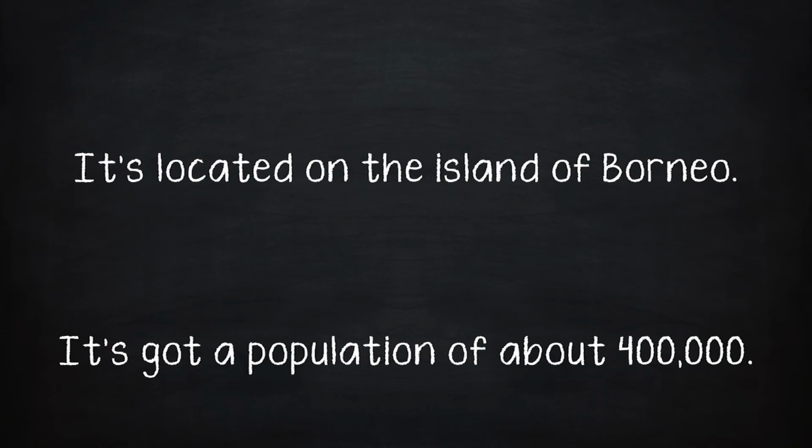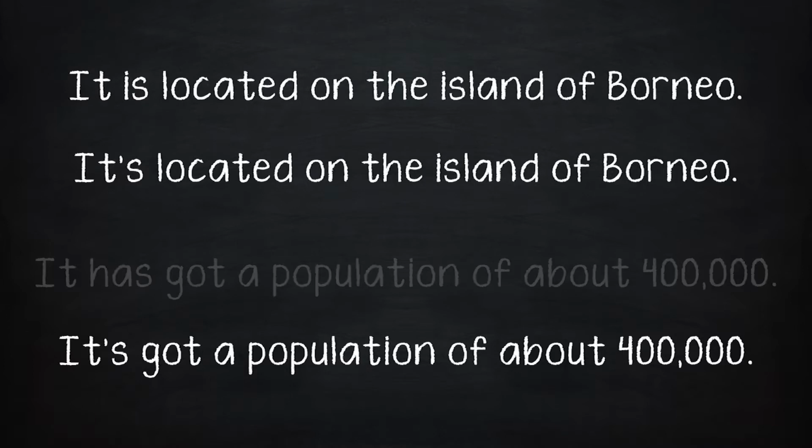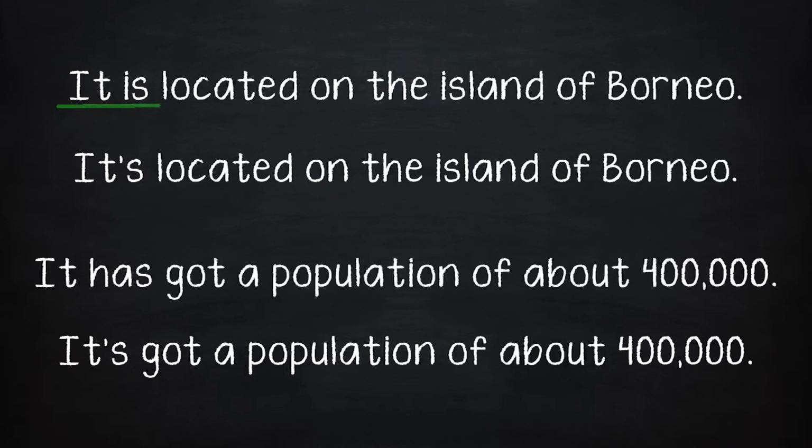Now, let's have a look at these sentences. The first two times that I said the word it's would be written like this, with an apostrophe. This is a contraction of it is or it has. The first time I used it, I was contracting it is located on the island of Borneo. The second time I used it, I was contracting it has got a population of about 400,000.